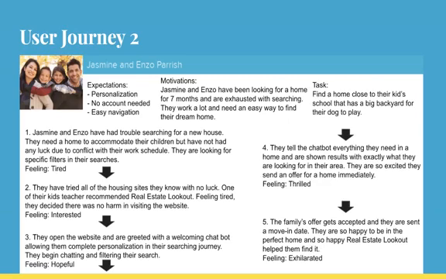So their task was to find a home close to their kids' school that also has a big backyard for their dog to play. Some of their other expectations were to have personalizations in the app, no account needed, and easy navigation. They were also looking for a home that had other people their age.